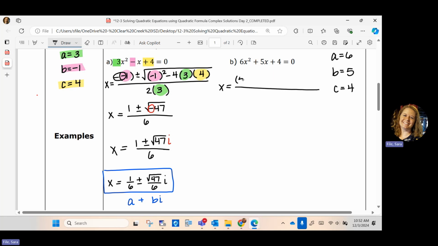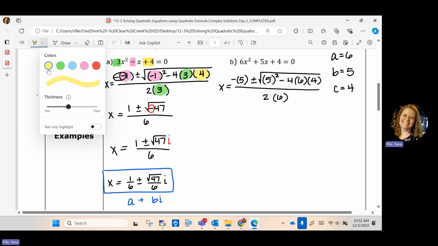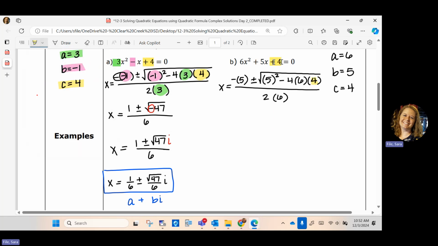So B squared plus or minus the square root. Oh, I don't know why I just put that squared there, y'all. I am mixing up my formula. Negative B plus or minus the square root of B squared minus 4AC all over 2A. Okay, so if you want to do your highlighting, do your highlighting.